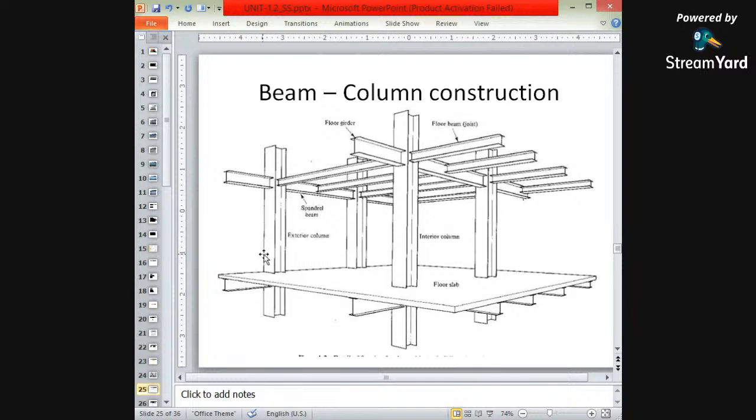Again, these exterior columns and spandrel beams in the Z direction are also made with the help of I sections. The floor girders, the top floor girder, are made of I sections. Intermediate joists or floor beams are also made with I sections, whereas for the floor slab, steel plates are used, having a particular thickness.